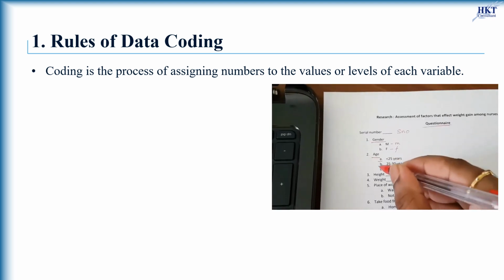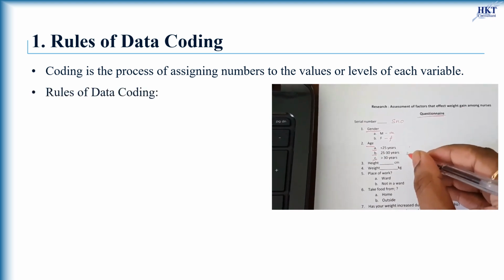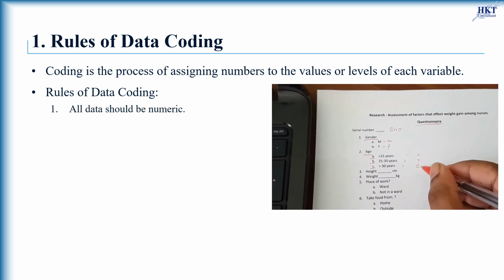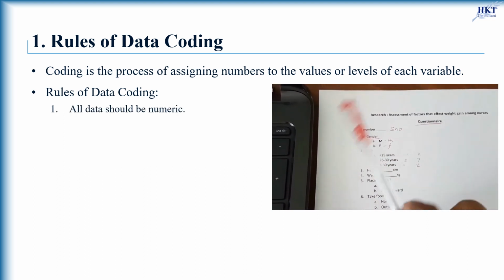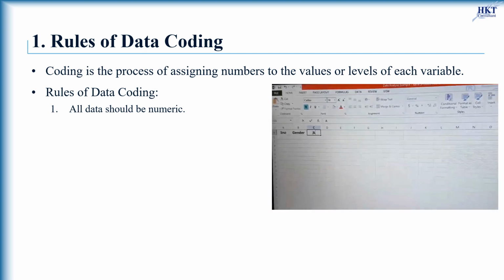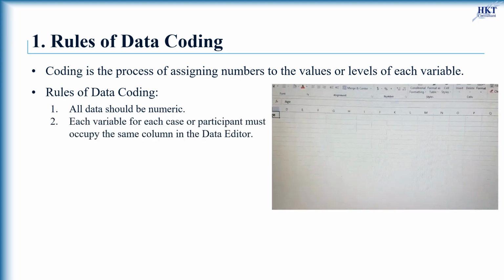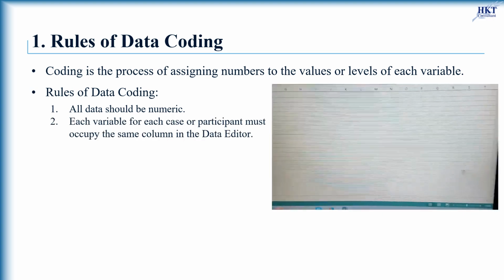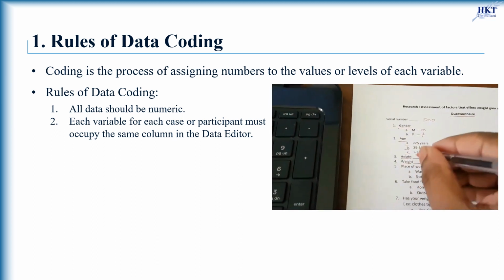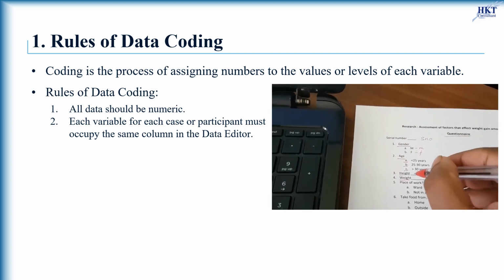Before starting the coding process, we would like to provide some recommendations, or rules to keep in mind as you proceed. Firstly, all data should be numeric. Even though it is possible to use letters or words as data, it is not desirable to do so. Secondly, it is important that data from each participant occupy only one line, or one row in the data editor, and each column must contain data on the same variable for all the participants.